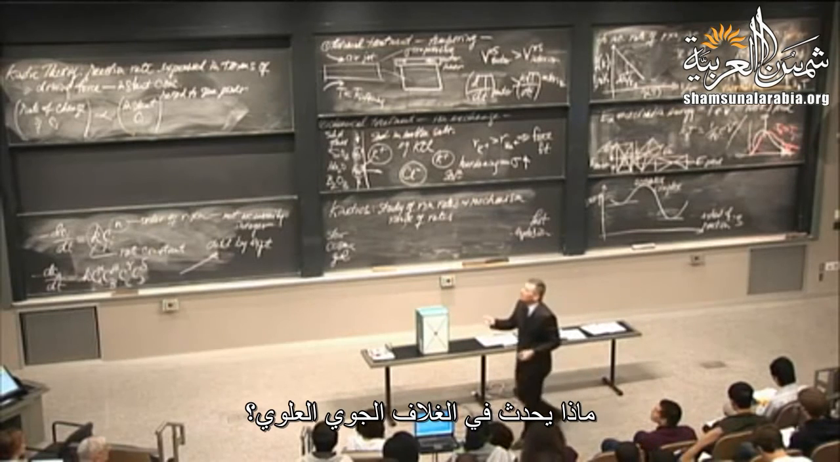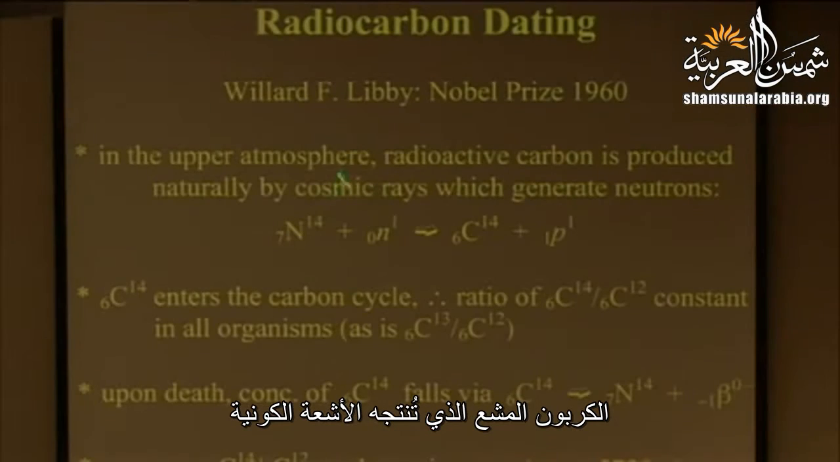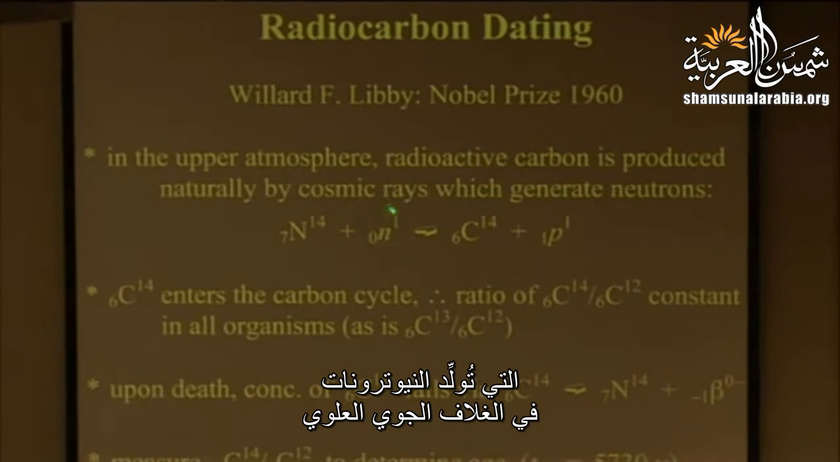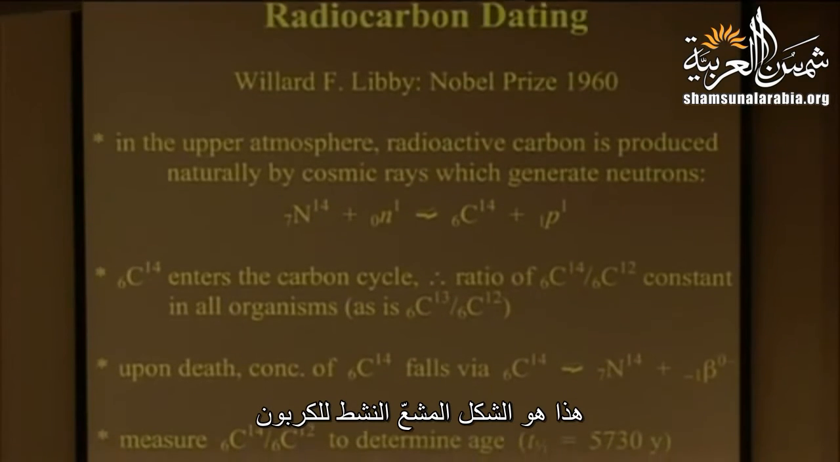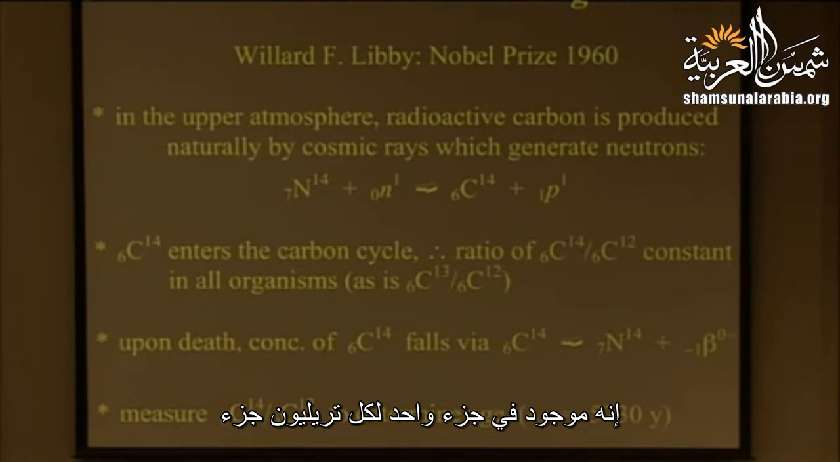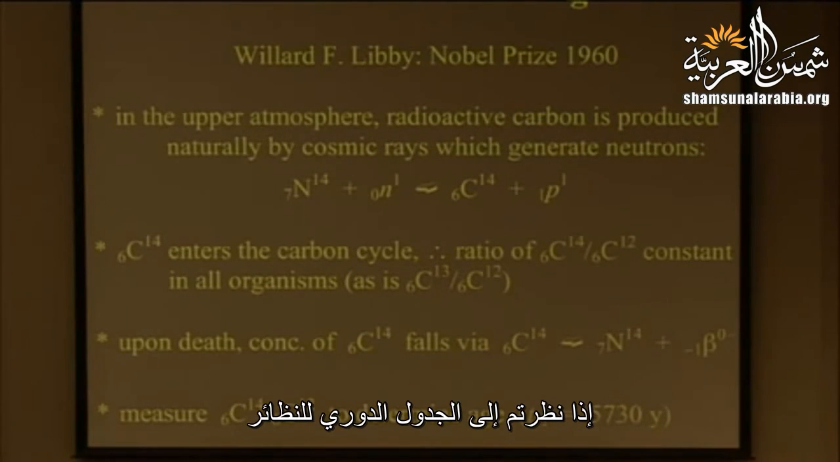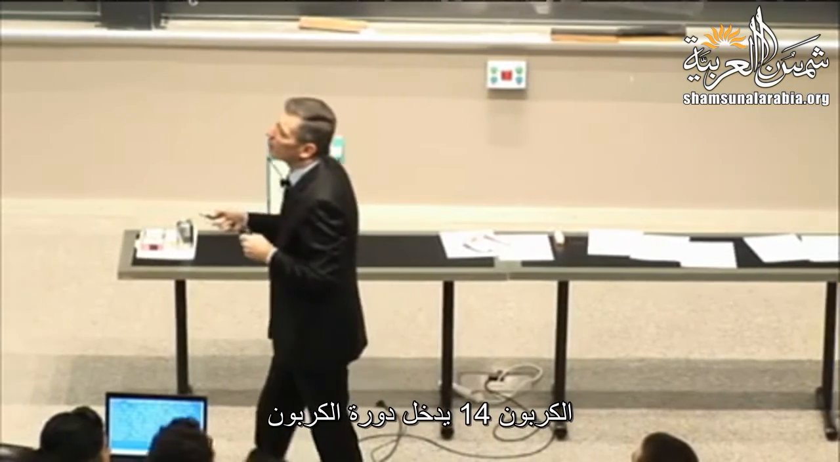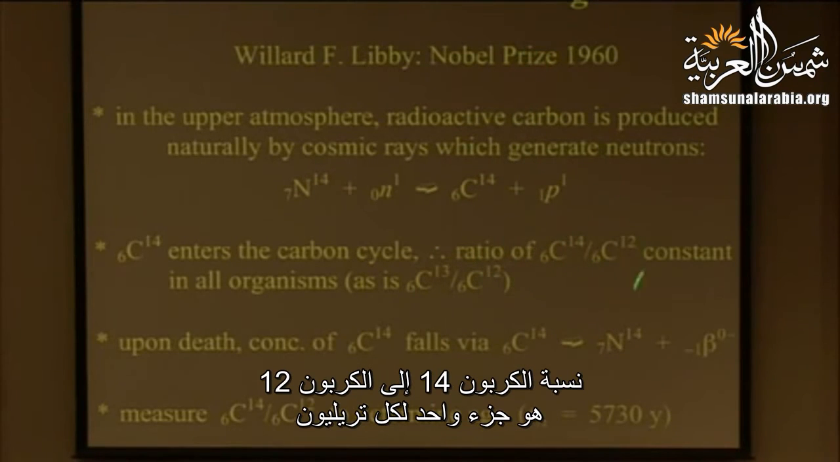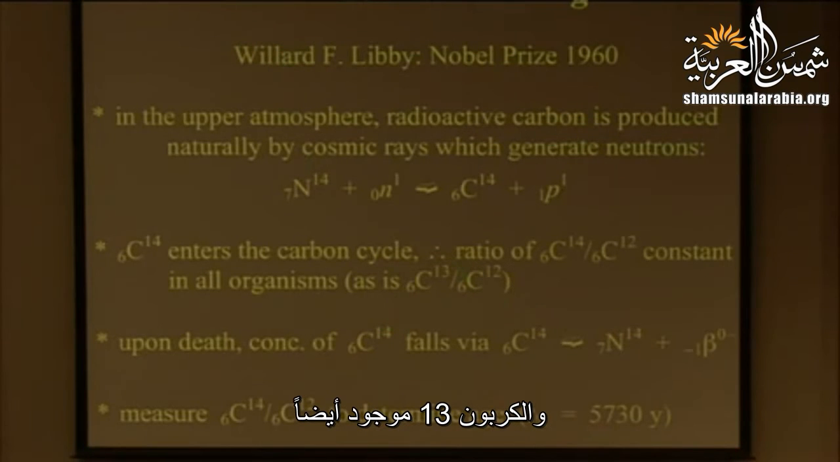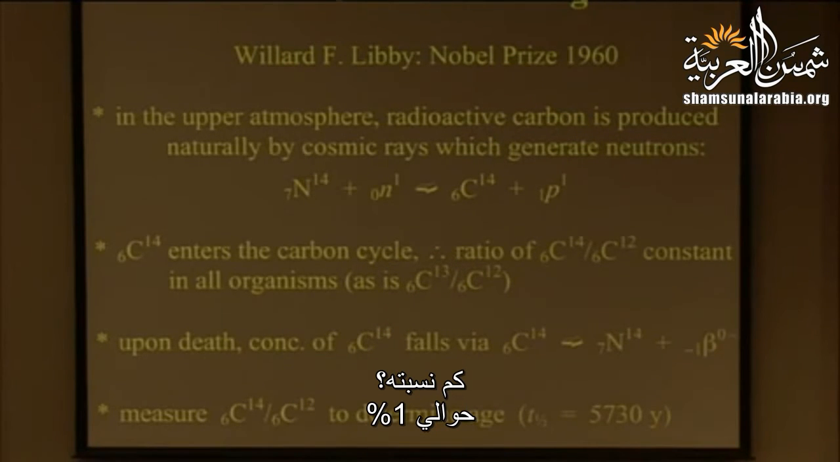All right? And what happens in the upper atmosphere is radioactive carbon produced by cosmic rays, which generate neutrons in the upper atmosphere, and then those neutrons attack nitrogen to make carbon-14. That's the radioactive form of carbon. Remember, it's present in 1 part per trillion if you look on your periodic table for the isotopes. Now, carbon-14 enters the carbon cycle. And so in all of us and in all living organisms, the ratio of carbon-14 to carbon-12 is 1 part per trillion, and carbon-13 is also present, I don't know, was it 1 point something percent?